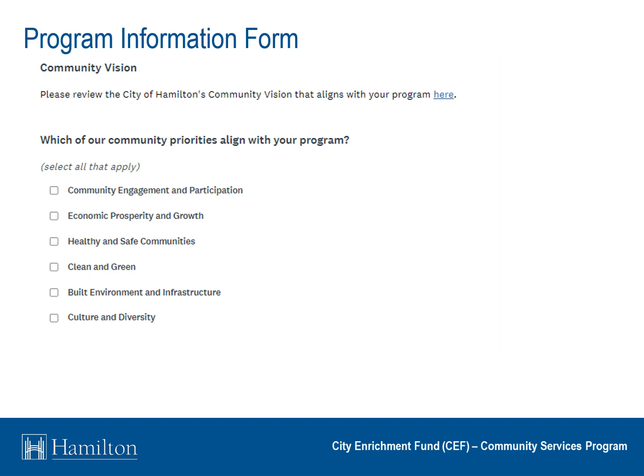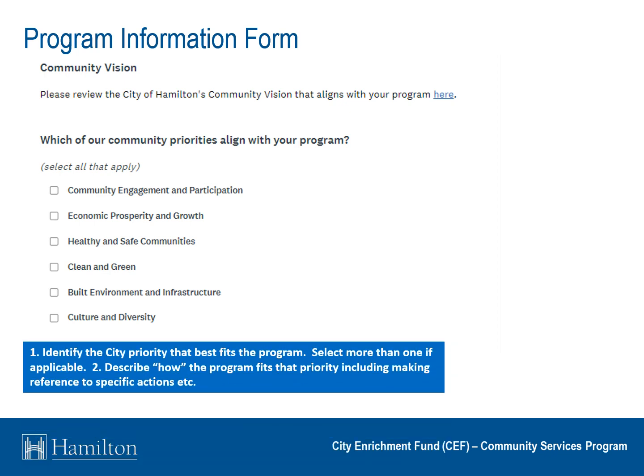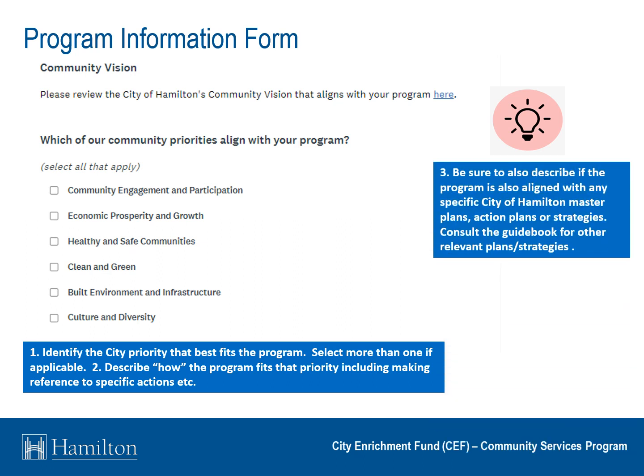Community vision. Please tell us which of the following community priorities align with your program. So what we're looking for you to do here is 1, identify the community priority that best fits the program, select more than one if applicable, describe how the program fits that priority, including making reference to specific actions, etc. For a tip, please be sure to also describe if the program is aligned with any other specific City of Hamilton master plans, action plans, or strategies. Consult the guidebook for other relevant plans or strategies.